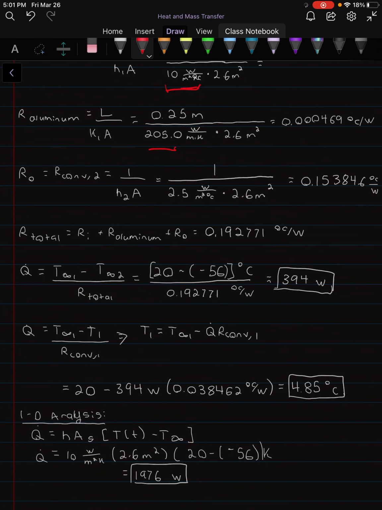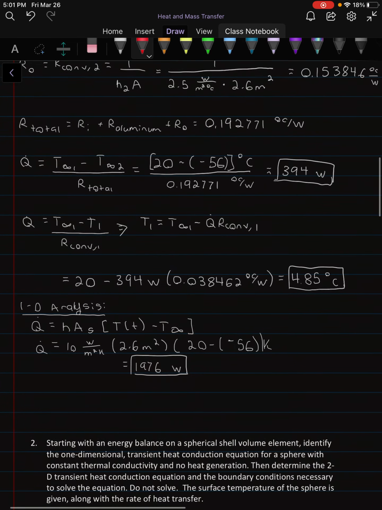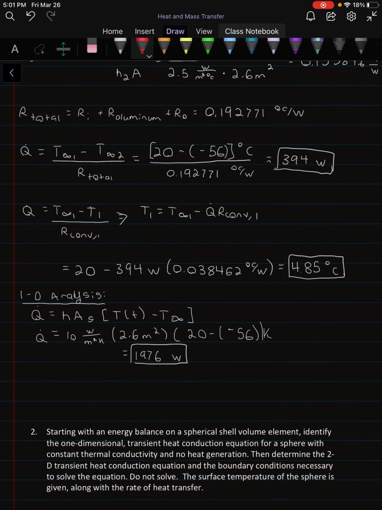Then we add all of our R's together, and then we can find our total rate of heat transfer by taking your difference in temperatures over your R total. You get 394 watts. We can then find T1 by solving for T1 is equal to T infinity minus Q dot R convect 1. We get 4.85 degrees C.